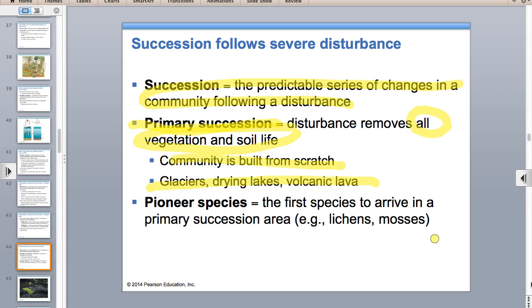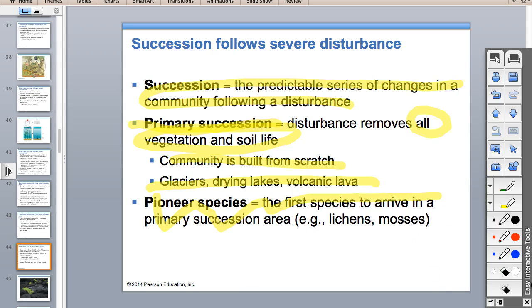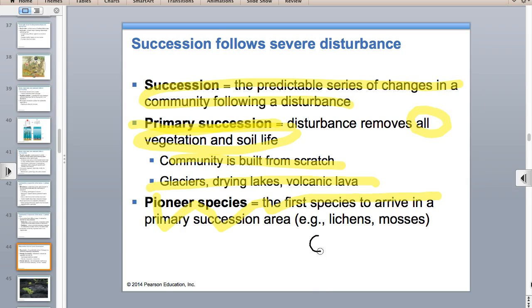Pioneer species are the first ones to come in. They're generally mosses and lichens. I just showed you a picture of that. Also classified as pioneer species are conifer trees, like pine trees. If you've ever seen a field get cleared, the first kind of tree that will grow back is a pine tree, right? And then the hardwoods like oaks and maples and things, they'll grow up in that shade.